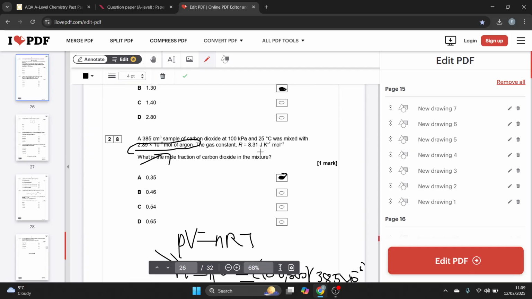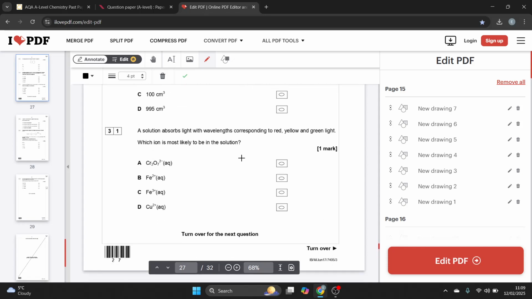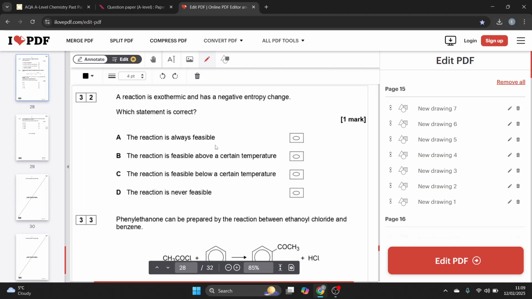Yeah, question 28A, question 30B. Question 31, which ion is most likely to be in the solution? The solution absorbs light with wavelengths corresponding to red, yellow, and green light. Which ion is most likely to be in the solution? D, even though I haven't gone through this, it's Cu2+ aqueous, and that's the ion most likely to be in the solution.